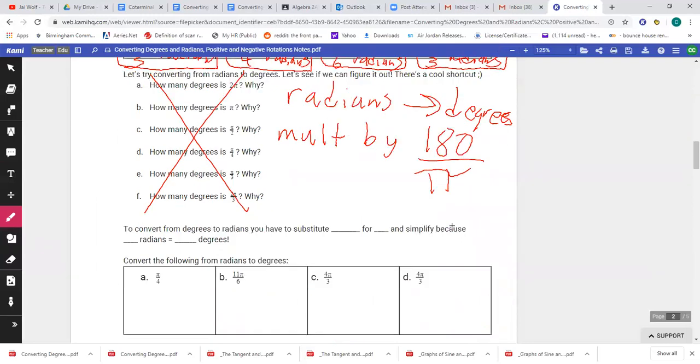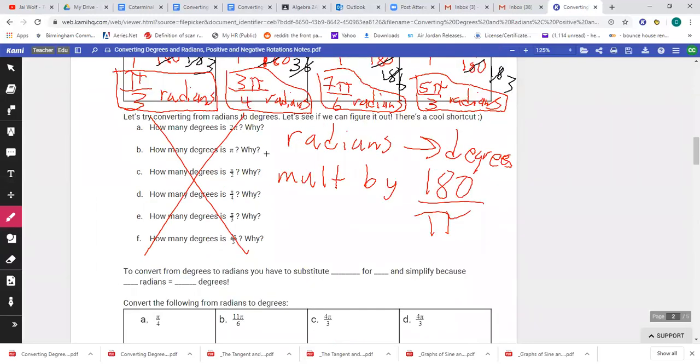So you want us to skip that part? Yeah, all of this stuff. Yeah, forget all that. Let's forget about this. Okay. Here's just the shortcut that you are going to need to know. Right here. Multiply by 180 over pi.